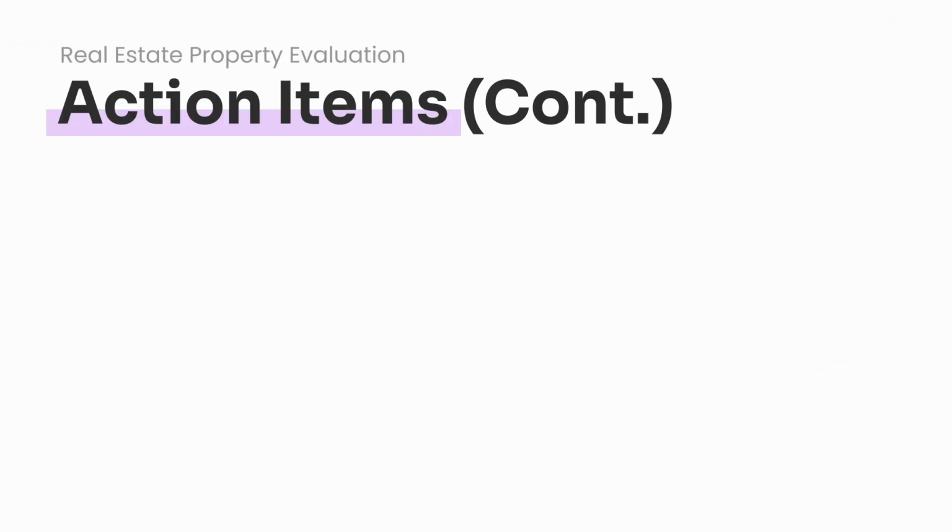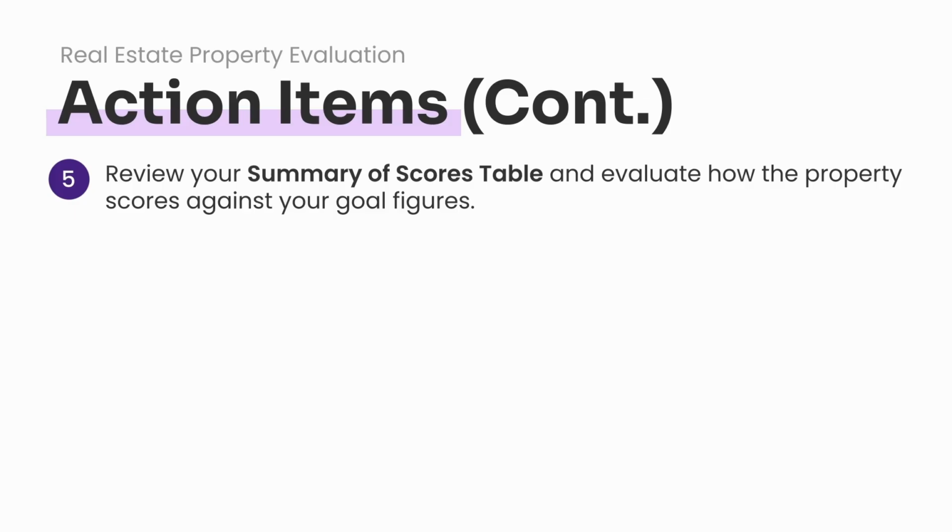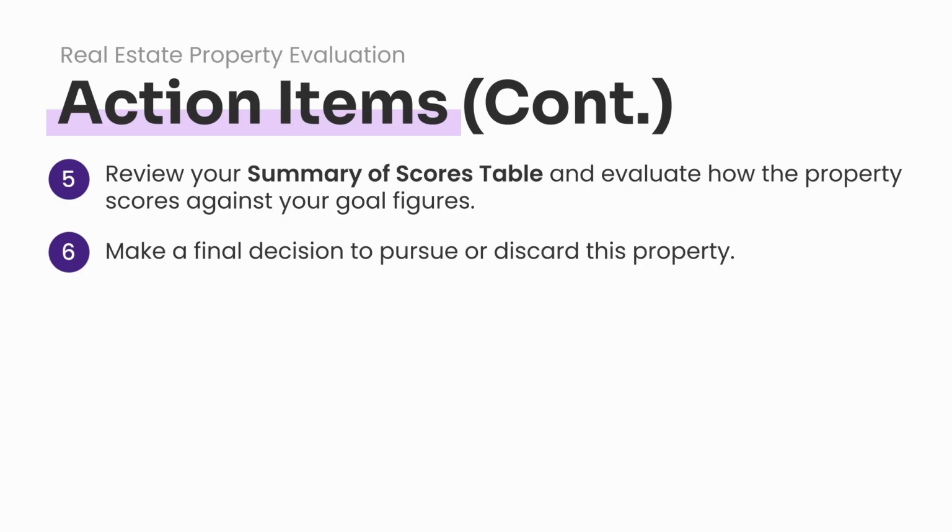Finally, let's make a decision. Review your summary of scores table and evaluate how the property scores against your goal or ideal figures, and then make this decision confidently to pursue or discard this property, knowing everything that you know and having trusted your instincts, scoring everything in the property features and in the finance features. You should have a very clear indication and a lot of green and red highlights to guide you to whether this is a good decision or not. You can now make this decision clearly and confidently, having the evidence to back it all up.